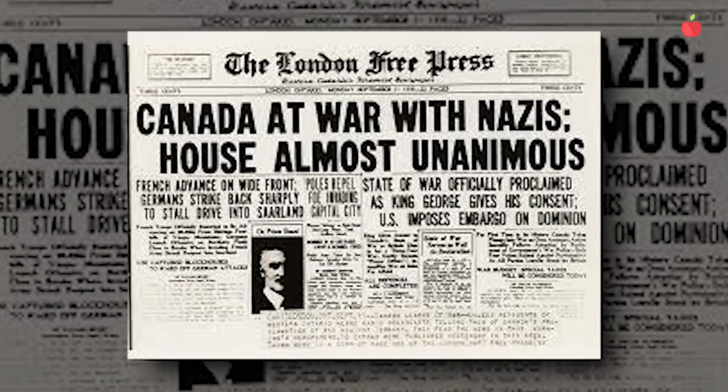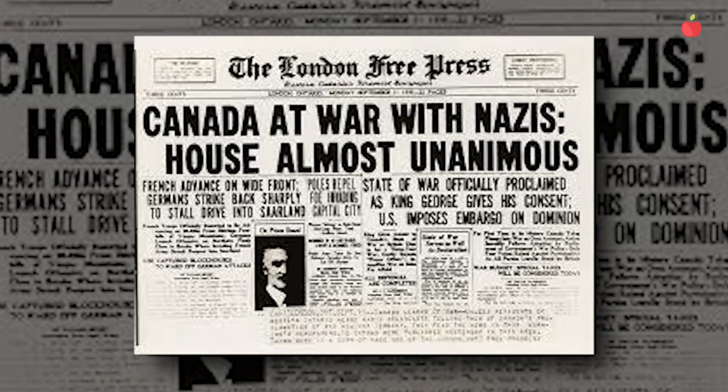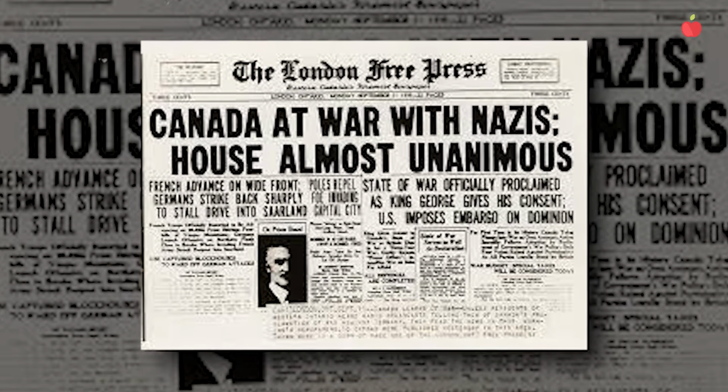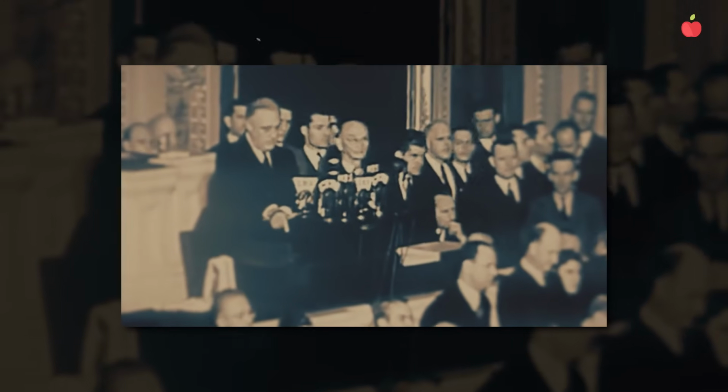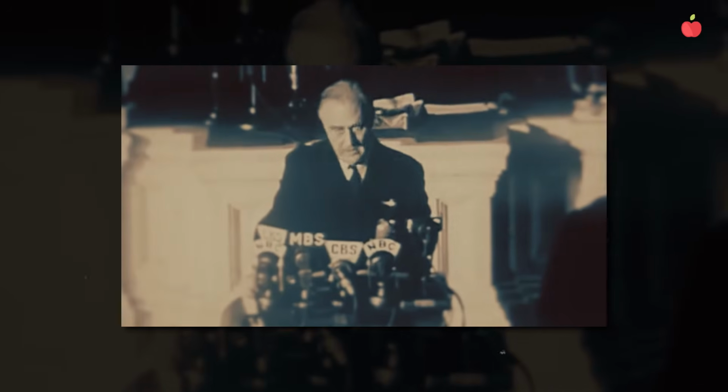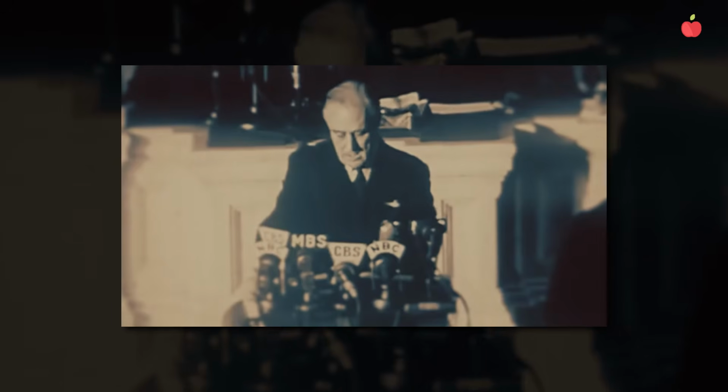This triggered a chain reaction of military actions and declarations of war, drawing nations from around the world into the conflict. While Britain and France were struggling in their war efforts, the United States, led by President Franklin Roosevelt, remained neutral until Japan attacked the U.S. Navy base in Hawaii, called Pearl Harbor, on December 7, 1941.